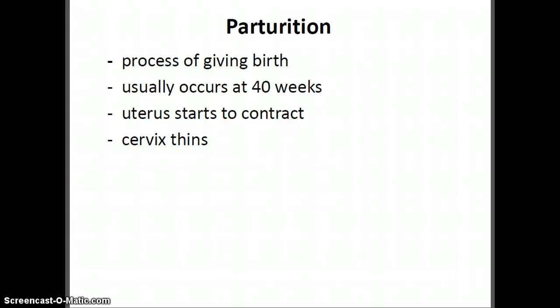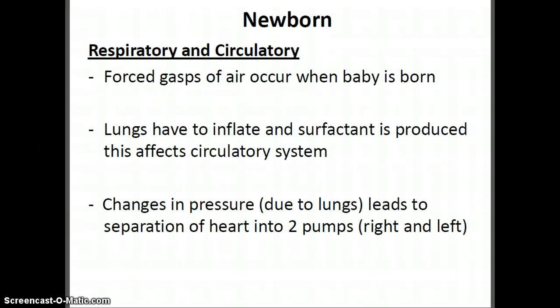Parturition is the process of giving birth, and it usually occurs at about 40 weeks after conception. The uterus starts to contract, the cervix thins, and there are some changes that occur, respiratory changes and circulatory changes in the newborn. Now the newborn has to breathe on her or his own.